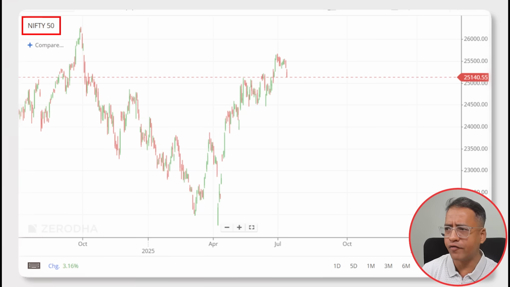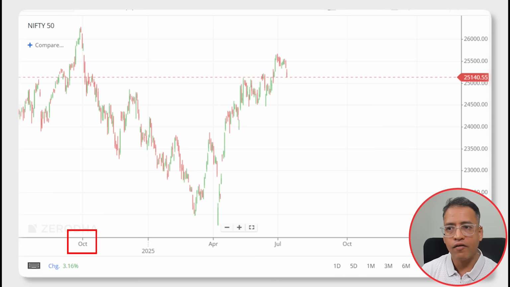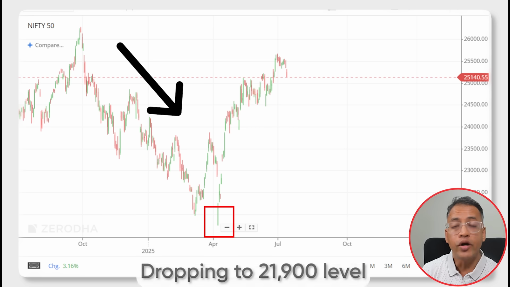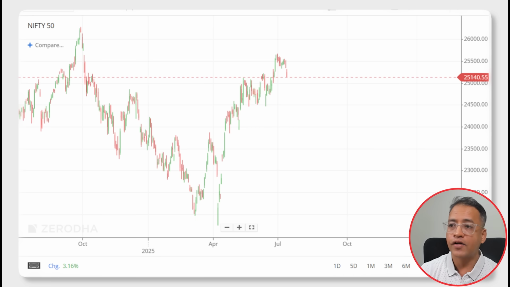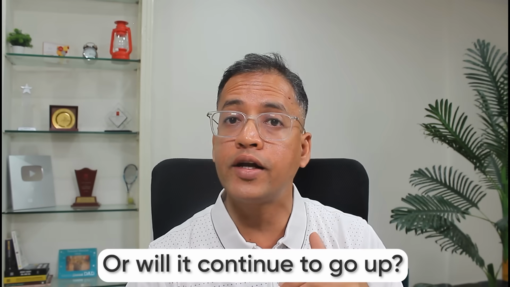For example, if you look at Nifty 50, back in almost October 2025, early October, Nifty was touching an all-time high level of 26,000. From that time onwards, a huge correction started. We saw Nifty dropping to almost 21,900 level. After that, it has gone back up to almost 25,500 levels. It's now coming down. The big question is, can the Indian stock market correct now, or will it continue to go up?